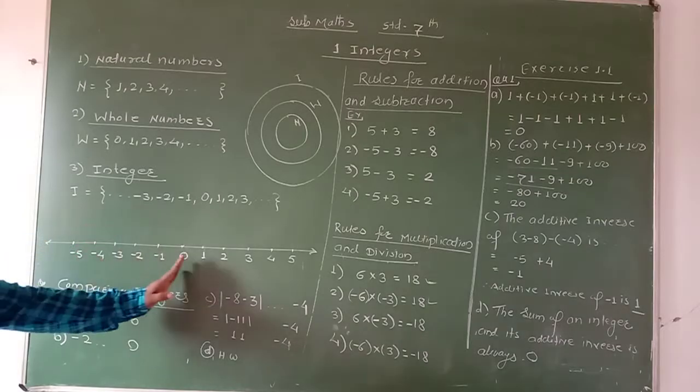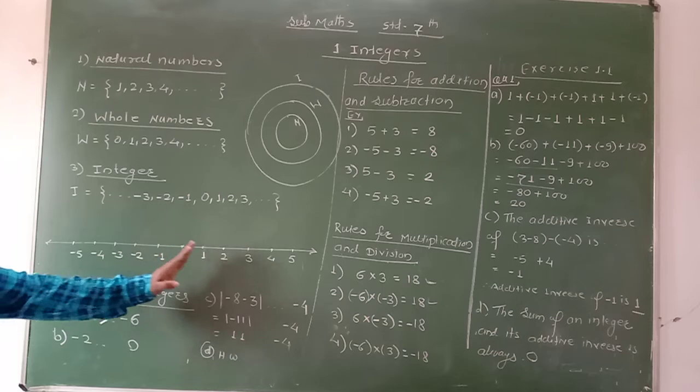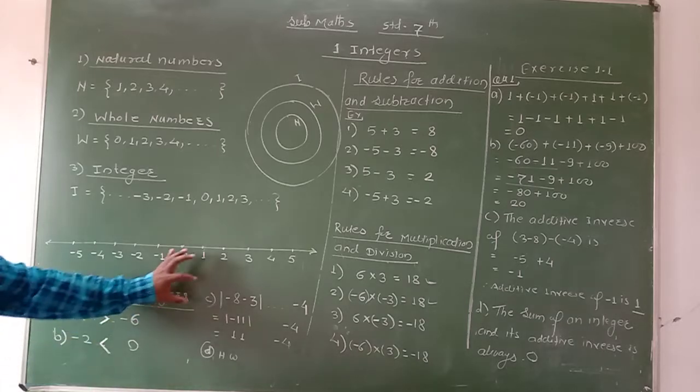Now see the B example, minus 2 and 0. Negative integer. Now see, this is the left hand side of the 0. Minus 2 is on the left hand side of the 0. Therefore here minus 2 is what? Less than 0. Clear?